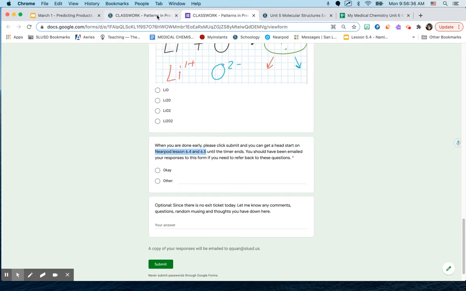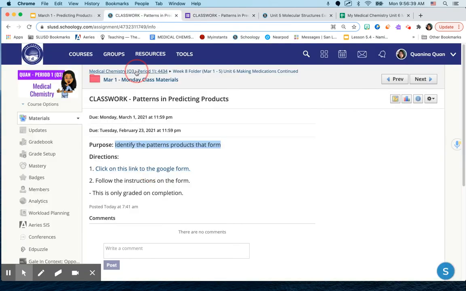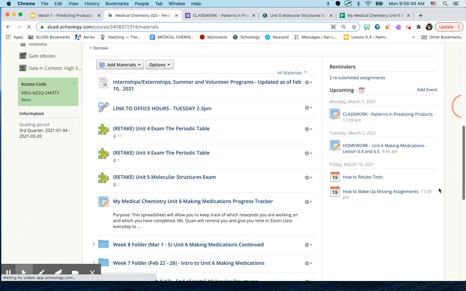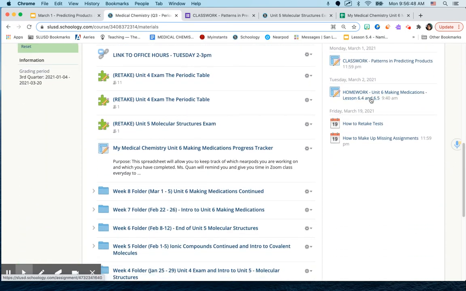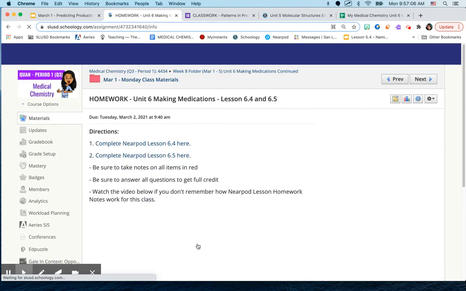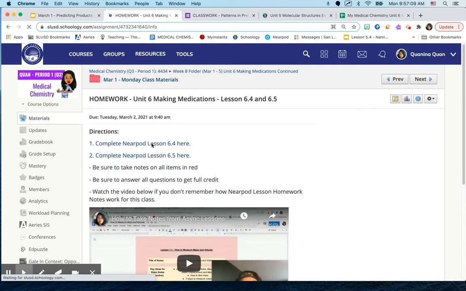So once you complete the classwork, go ahead and complete your homework either by going on to your main Schoology page for medical chemistry again, and then clicking on homework, lesson 6.4 and 6.5 on the right-hand side, or within the week 8 folder if it doesn't pop up, where it says homework unit 6, making medications. So if I click on this, I'm going to complete Nearpod 6.4 and 6.5.